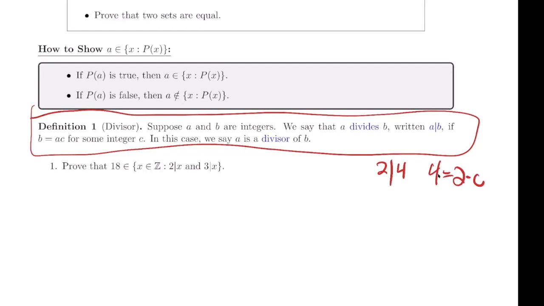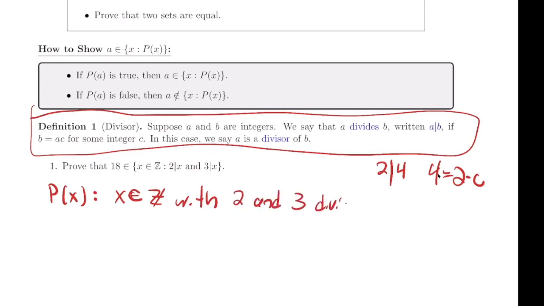Okay, so if we want to prove that 18 is an element of this set, then what we need to show here is the statement P of x that's defining this set. It's saying x, first of all, is an integer. That's one way that we could restate that, right? What we're saying here is that both 2 and 3 should be divisors of x.